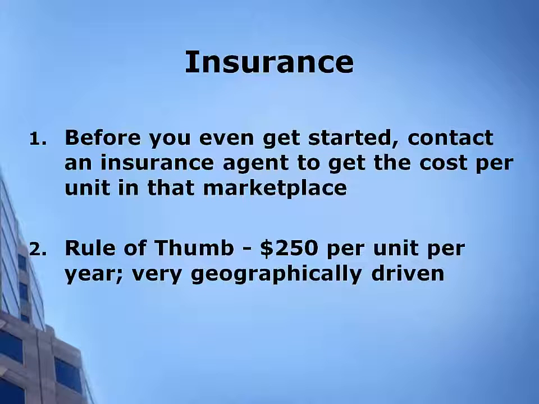And you want to speak to your insurance agent, and you want to use the number that they give you whenever you're doing analysis. If your insurance agent comes back and says, oh yeah, it's going to be about $250 per unit per year, and you look at the income and expense statement from the seller and he's showing it at $180 per unit per year, what are you going to use? You're going to use your insurance agent's number. Here's why.